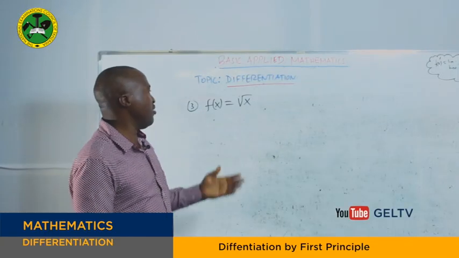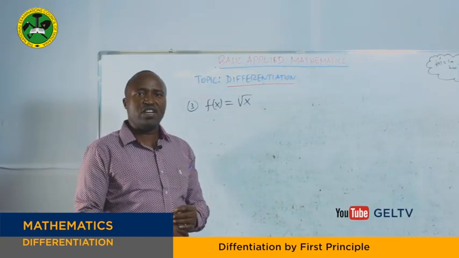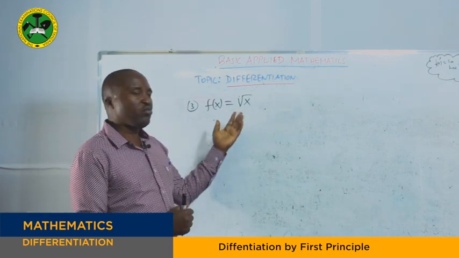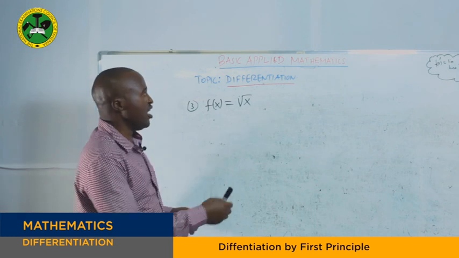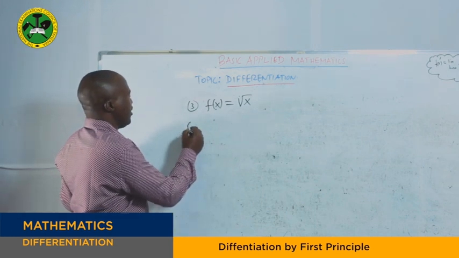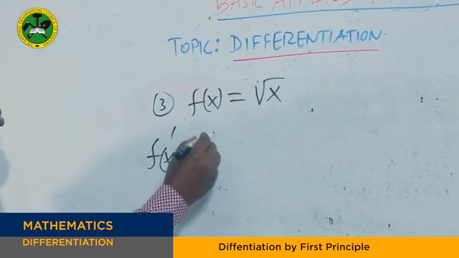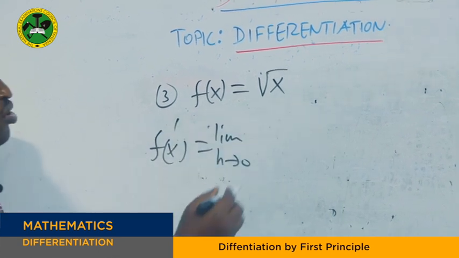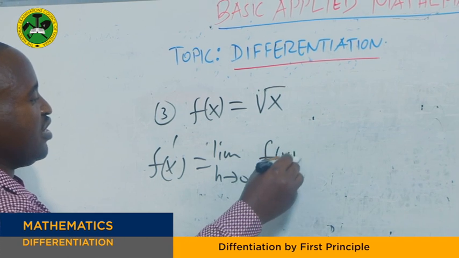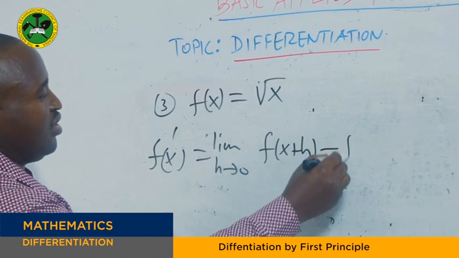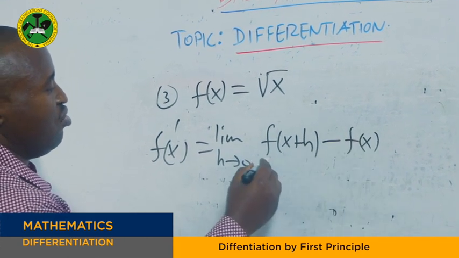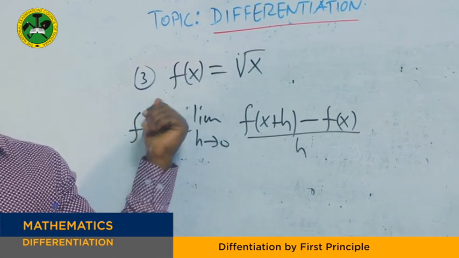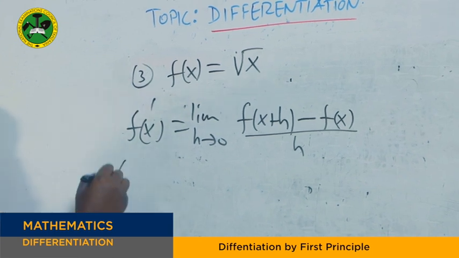Okay, this time our example involves a square root. That is f(x) is equal to the square root of x. Now, from our general formula, which says f'(x) is equal to the limit as h approaches 0 of f(x plus h) minus f(x) over h. Now, in our question we already have a function.